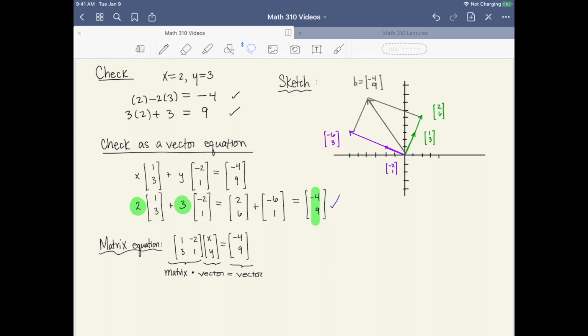But where do I put the scalars x and y? Well, I'm going to write them as a column vector, and I'm going to think about a matrix times a vector as producing another vector. Don't worry, this is something I'm going to be talking a lot more about, but this is another way to think of a system of equations. And we'll be exploring that more very soon.